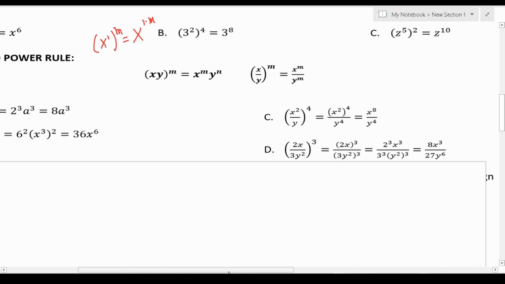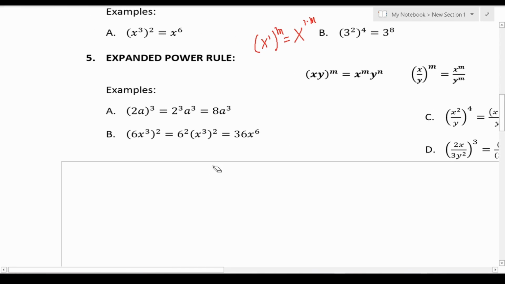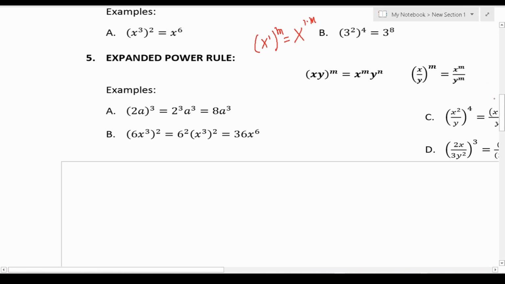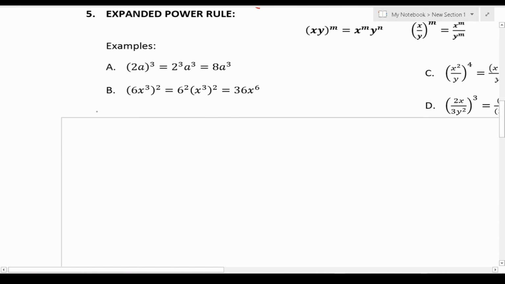Okay, so let's move on to a few more challenging examples. All right, let's start by looking at A. A says 2a all raised to the third power.